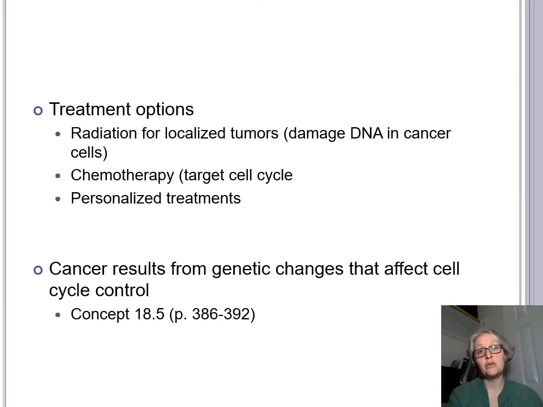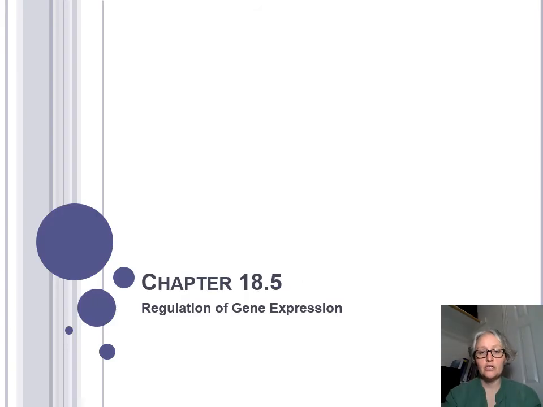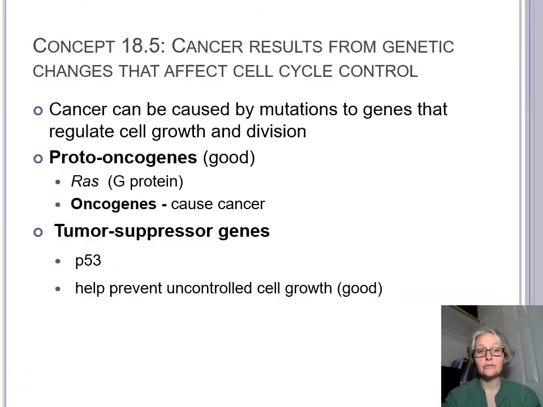These are more expensive, where you might be able to teach your immune system how to attack your own cancers. What we want to do now is jump to chapter 18.5, pages 386 through 392, and talk about some genetic changes that can affect the cell cycle control system. So in chapter 18.5, we're not covering all of it. We're just doing this little teeny bit to look at cancer.